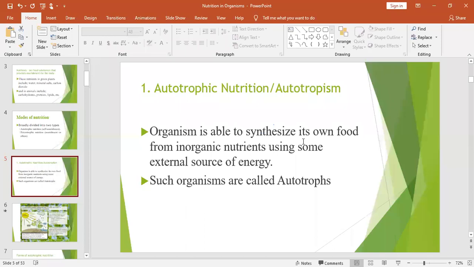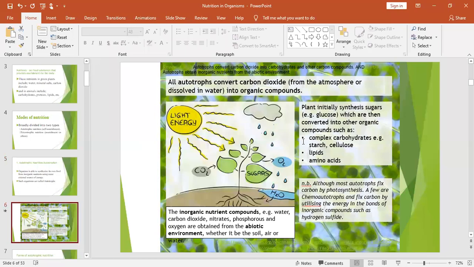And of course, there must be a source of energy. I have told you the source of energy could be light or could be from chemicals. So those organisms that make their food using light as the source of energy are called the photoautotrophs. And that mode of nutrition is called photosynthesis. Then there are those ones which use other foods.